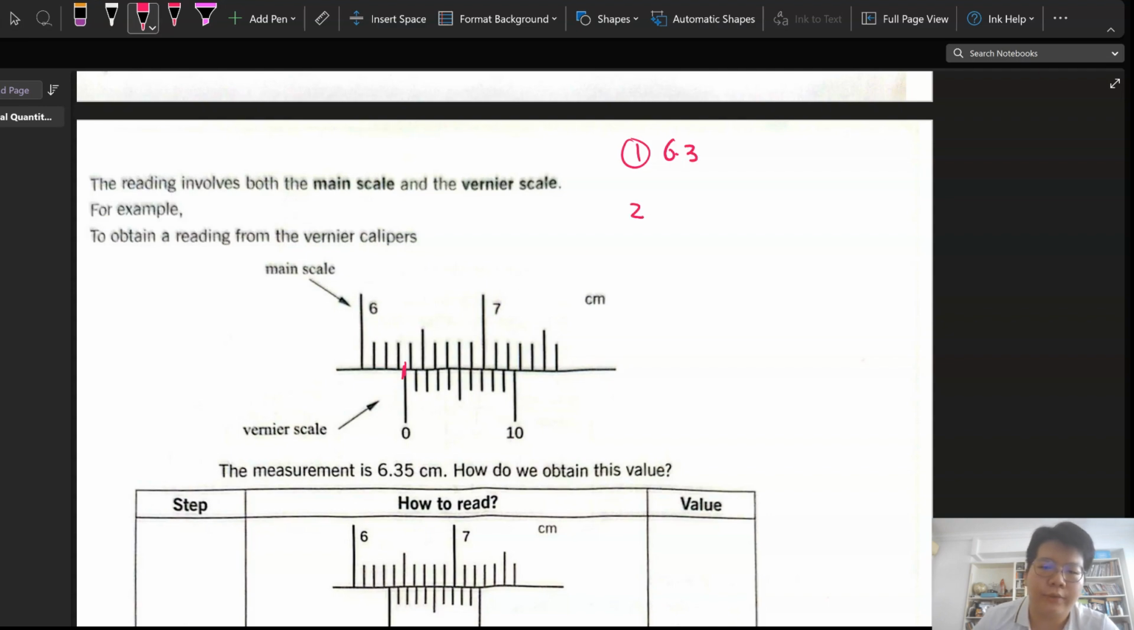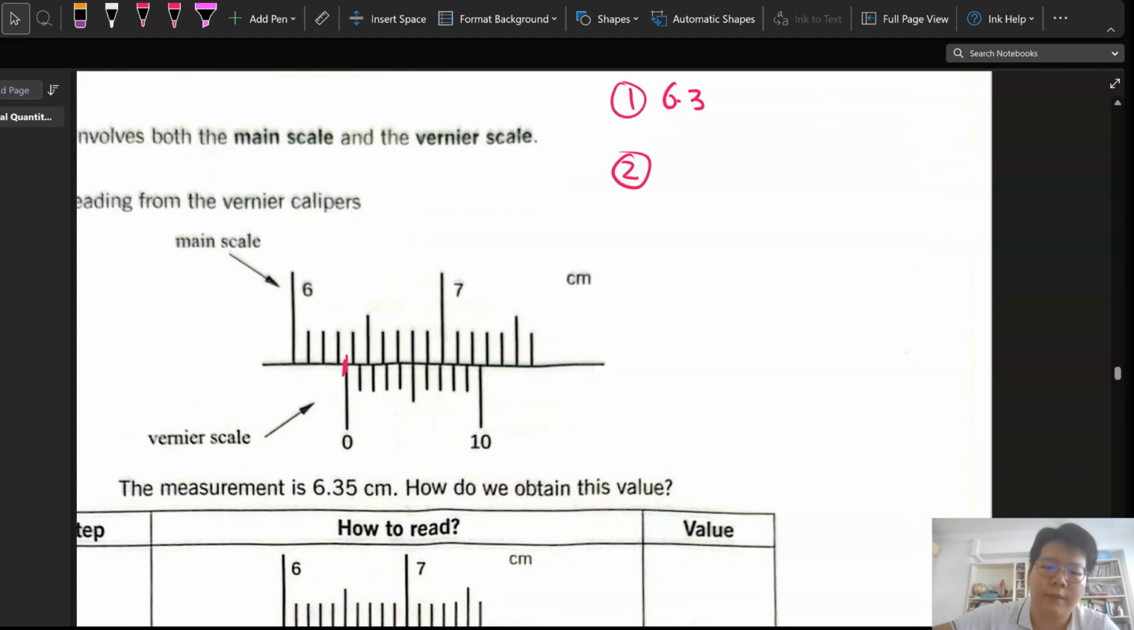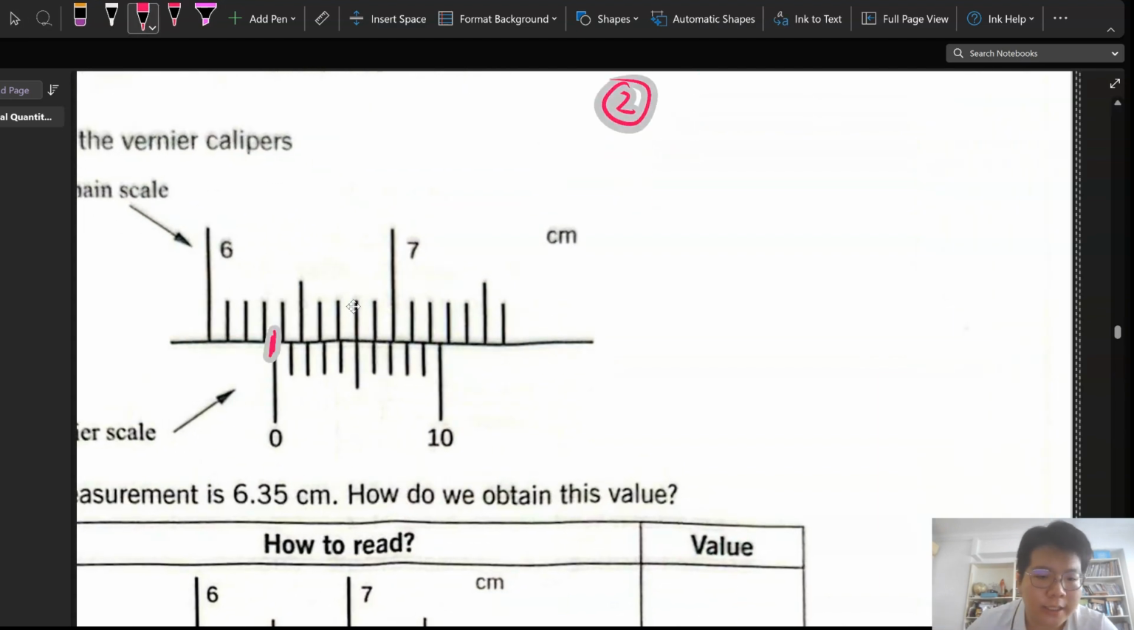The second step we want to do is to identify the line that coincides between your main scale and your vernier scale. What coincides basically means is that it must be vertically straight. If we zoom in over here, we can see that this line over here is perfectly straight. I'll erase this so that you can see it again. As you can see here, it's perfectly aligned.